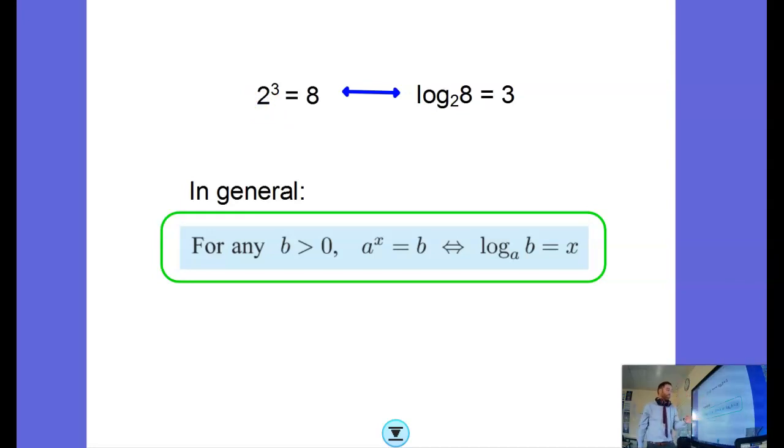In general, and this only works when b is greater than 0, you can't find the logarithm of a negative number. When we have a to the power of x equals b, so like here, we can write log base a of b is equal to x. So that's a way of rewriting these sentences. If you followed that, you've got the basics of this down.